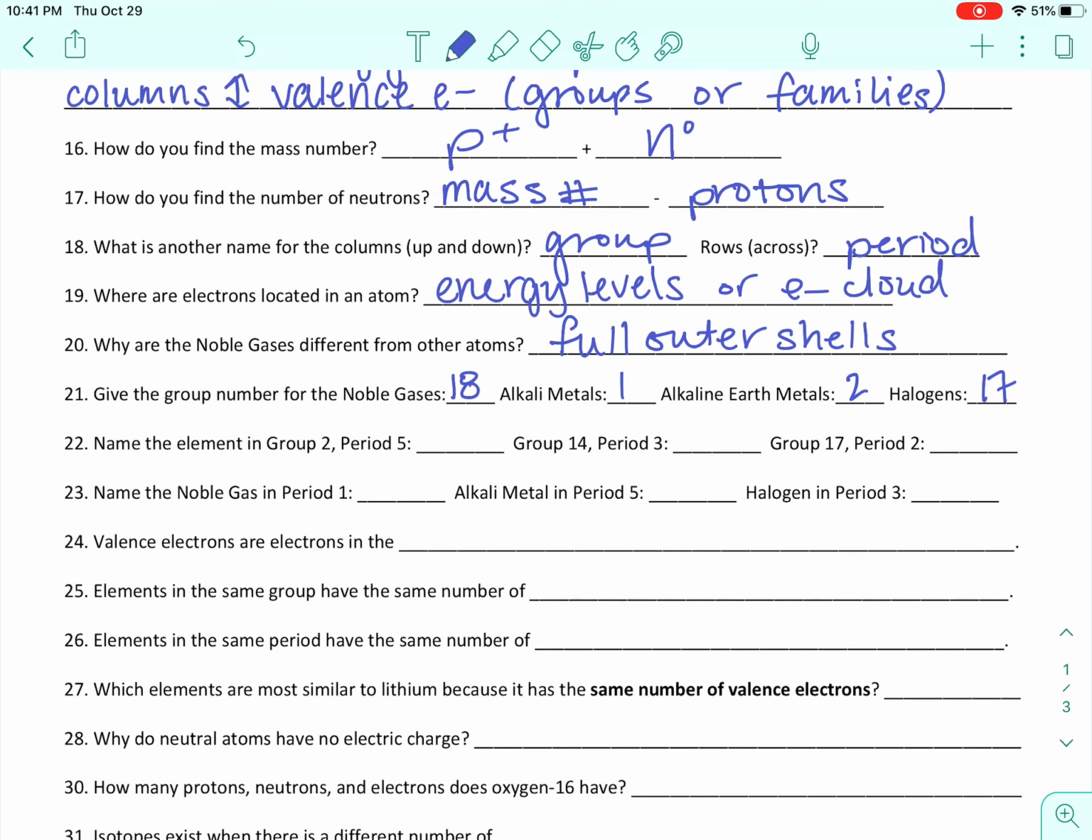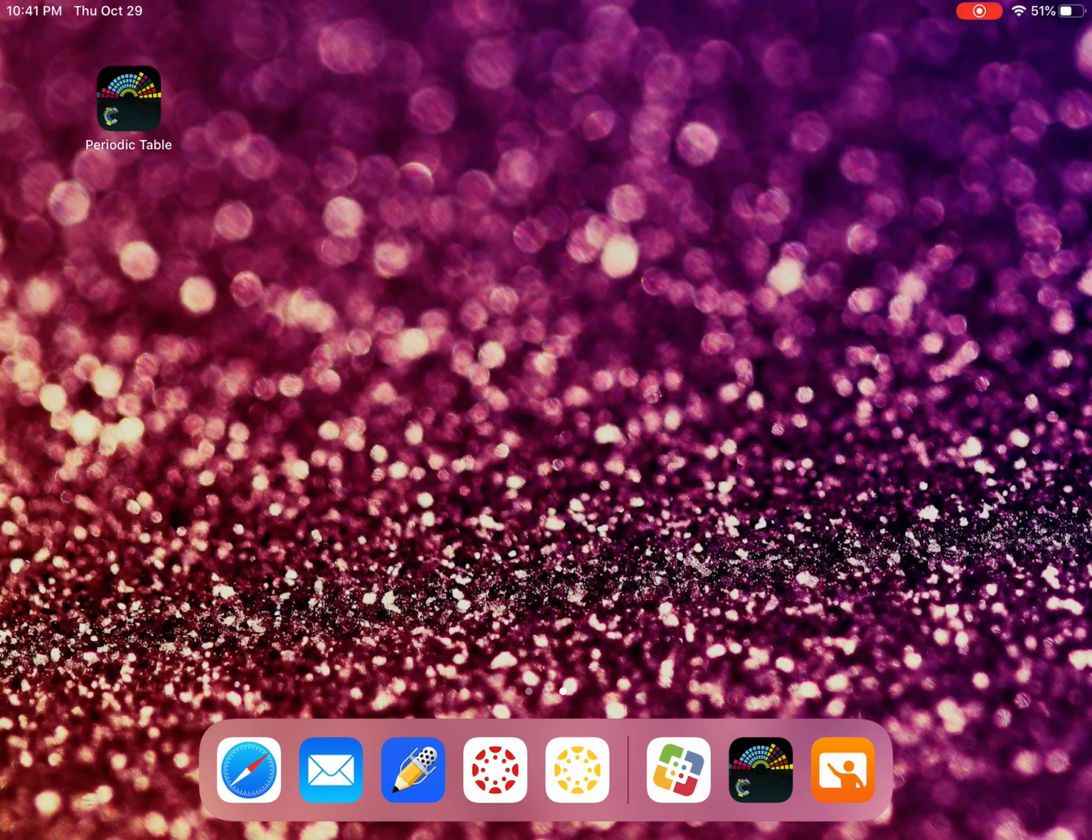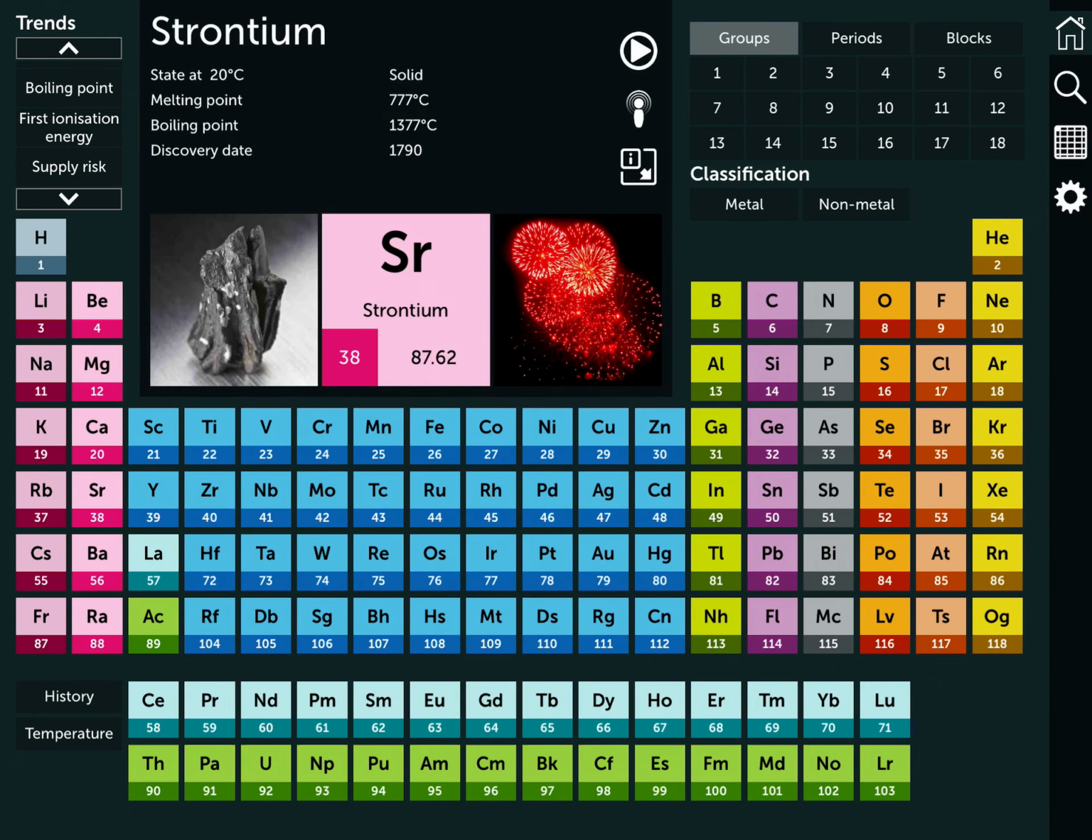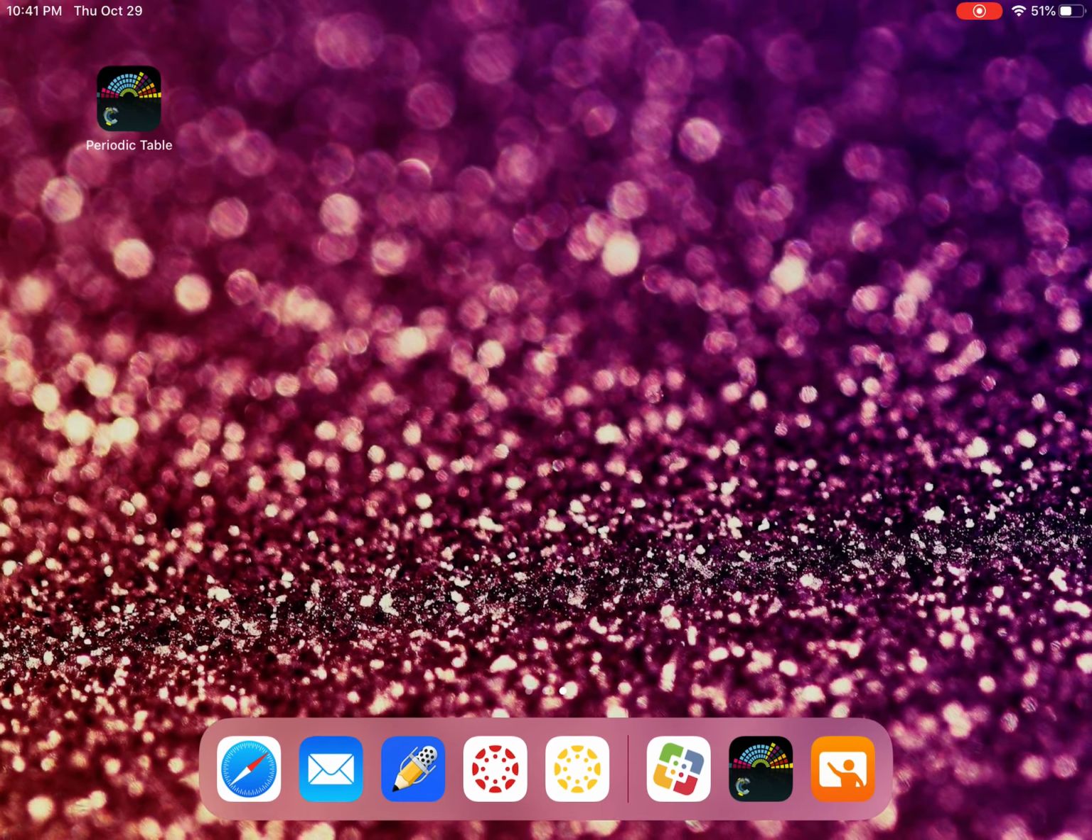Name the element in group 2, period 5. So let me open up my periodic table here. Group 2, period 5. Okay, 1, 2, 3, 4. That's going to be strontium. Group 2, period 5. Okay, strontium, Sr.